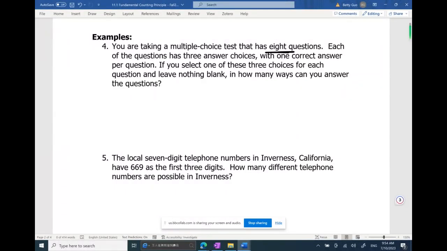Answer the first question. And the first question, same with all other questions, is a multiple choice question. You have 3 answers. We assume you have no idea what the answer is. You just simply guess, like you are a robot, and choose 1 from the 3, so you have 3 options, right? Each of the questions has 3 answer choices. So the first step, you have 3 options. Second question, you have 3 options.